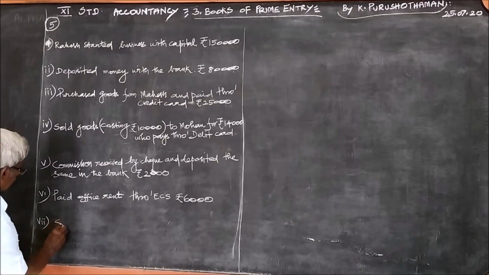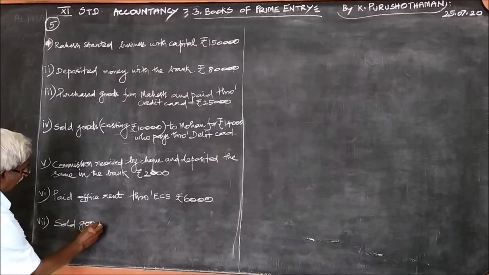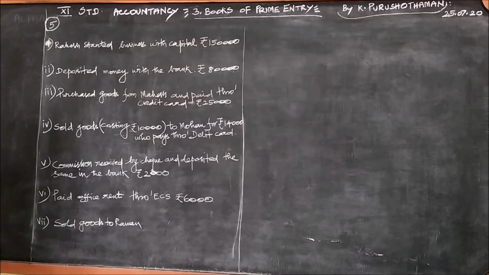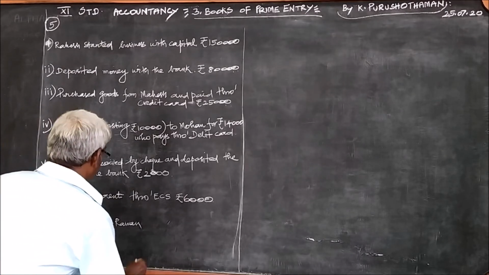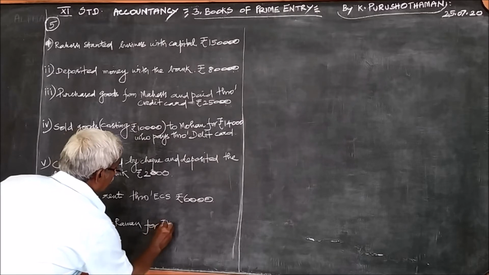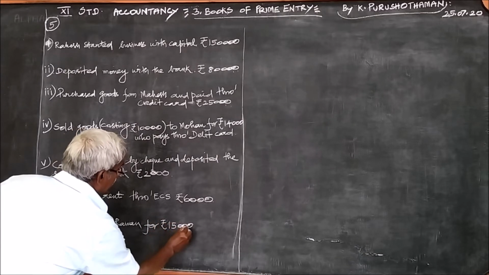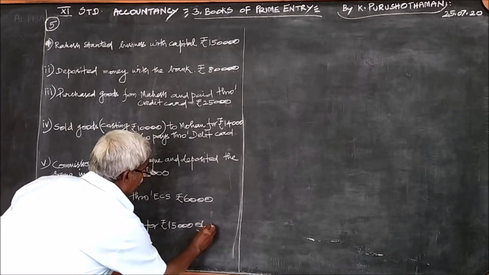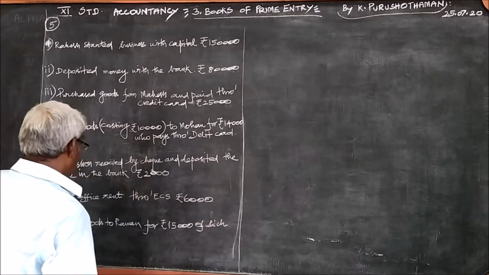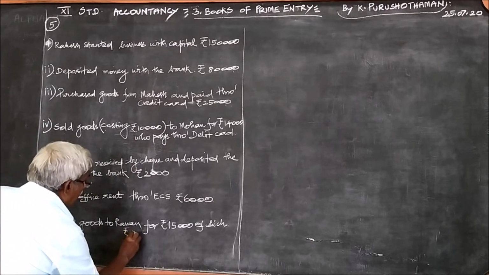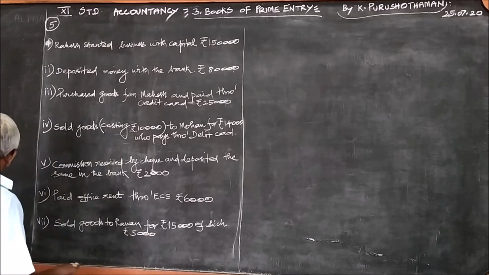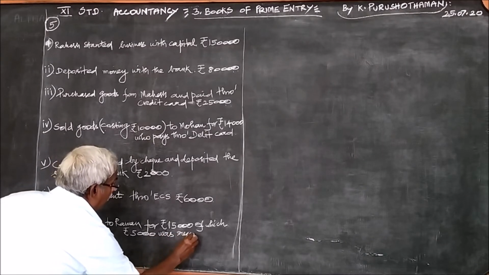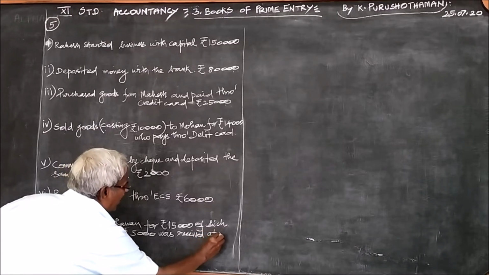Sold goods to Raman for rupees 15,000, of which rupees 5,000 was received at once.